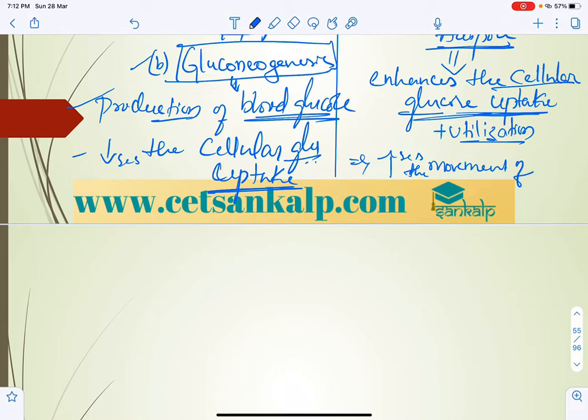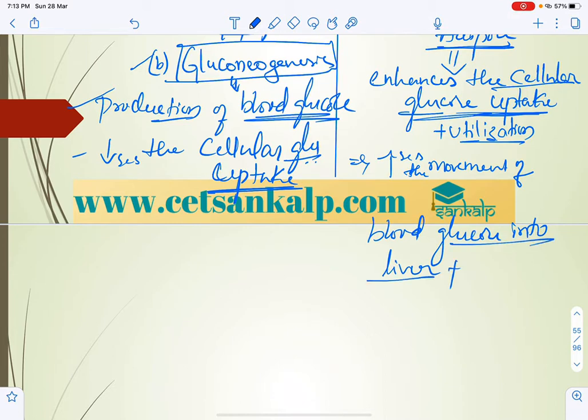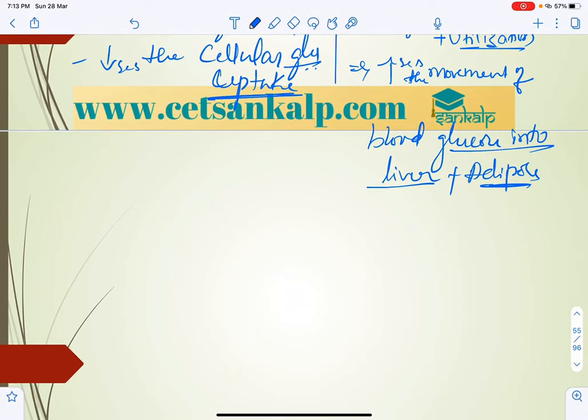of blood glucose, mainly into the liver and also adipose tissue, where they are going to utilize more, absorption occurs. That is why it is called a hypoglycemic hormone. So this stimulates mainly glycogenesis. What is that? Glycogenesis.